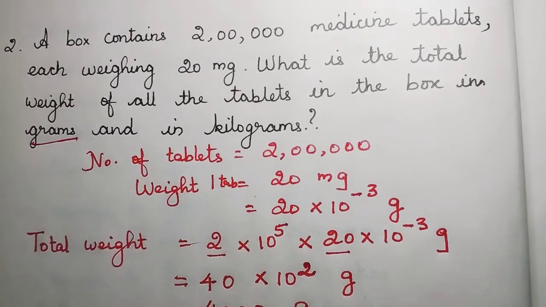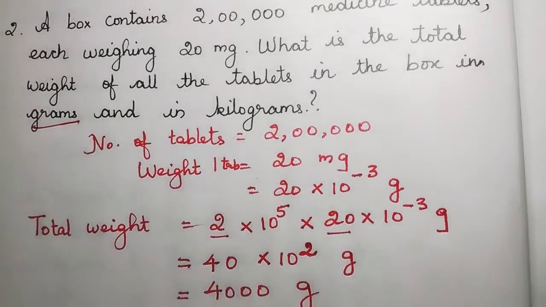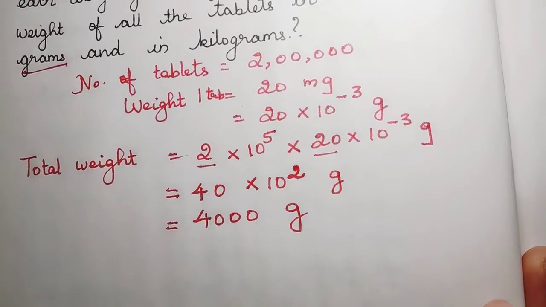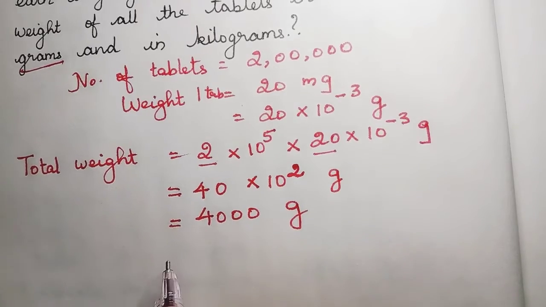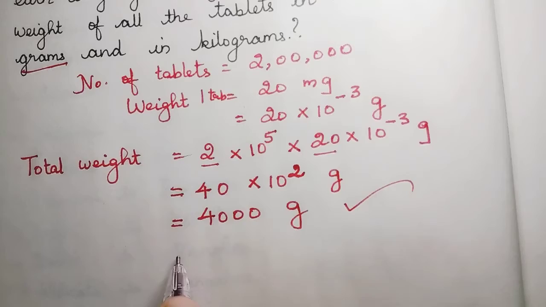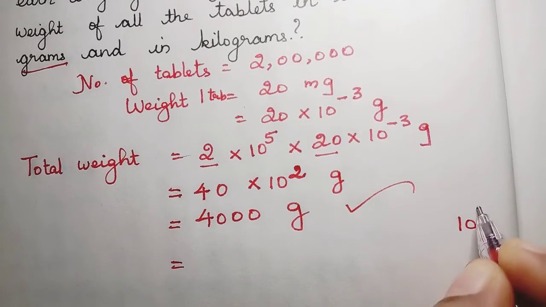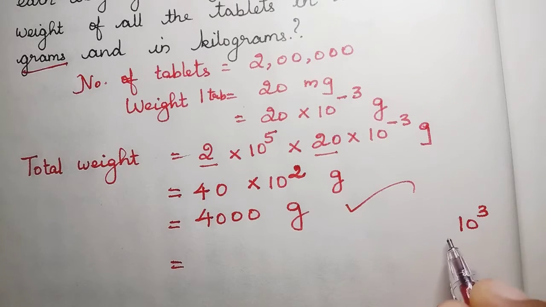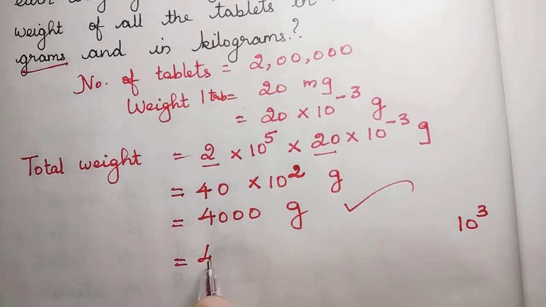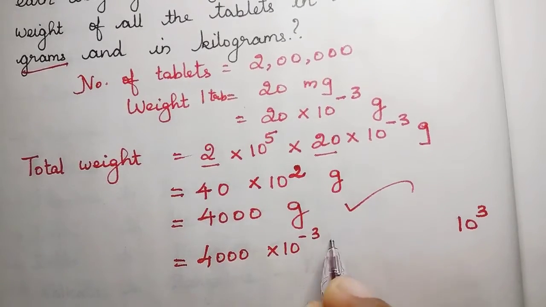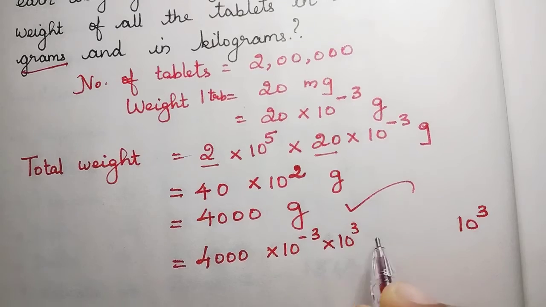You have calculated in terms of grams. So now we have to convert it into kilograms. How will you convert the gram into kilogram? So this is one answer. Another answer will be, you have to convert it into kilogram. Kilo means 10 to the power 3. So you have to multiply 10 to the power 3 and 10 to the power minus 3 along with this. Okay, 4000 into 10 to the power minus 3 into 10 to the power 3 grams.